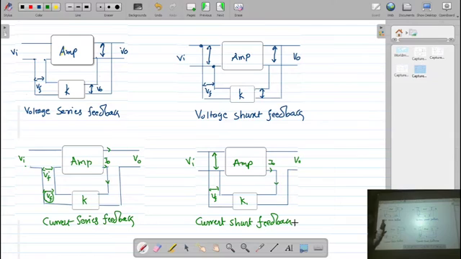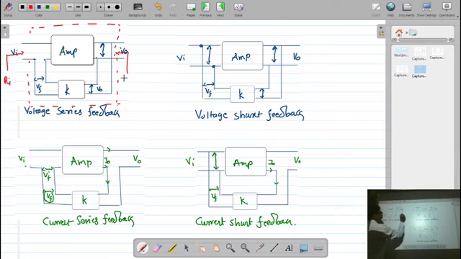Okay. Now here in these four types of feedback, what will be the effect on the input resistance and output resistance? That we will discuss here. So if you look at the first circuit, it is a voltage series feedback. Now in voltage series feedback, again the amplifier is there. This is known as the internal amplifier, and this is called the feedback amplifier. Remember, here we have to see what is the input resistance and what is the output resistance.